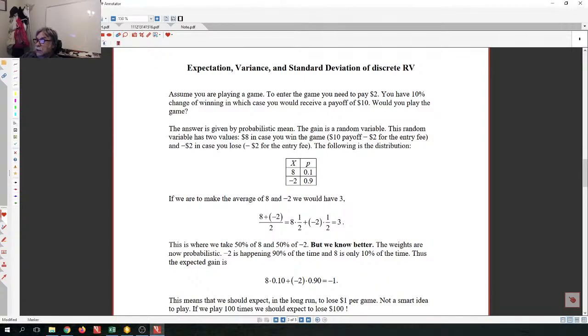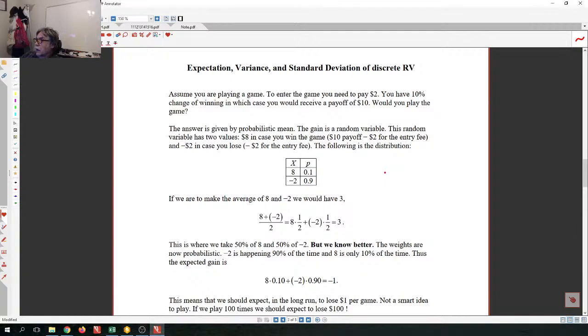And how that works is that, first of all, we have this distribution, so we know what the game is about. The game has a random variable. The random variable is the gain per game. The gain per game could be 8 if you win, and the chance of that is 0.1 or 10%, and it could be -2, and the chance of that is 0.9 or 90%.